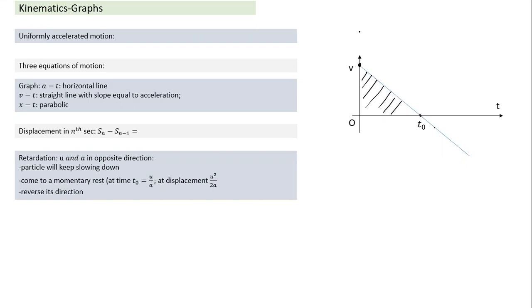So its motion is something like this. It has started from u. Sorry, this is initial velocity u. And this area is equal to u square by 2a. That's the maximum displacement you will have, and then it reverses direction.